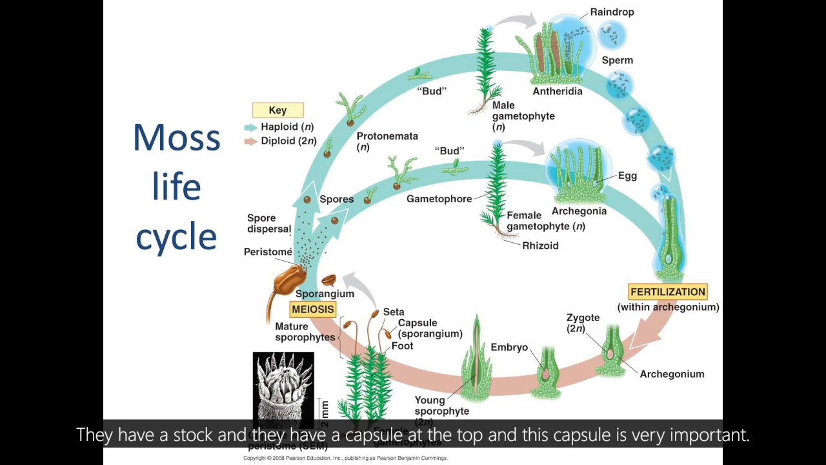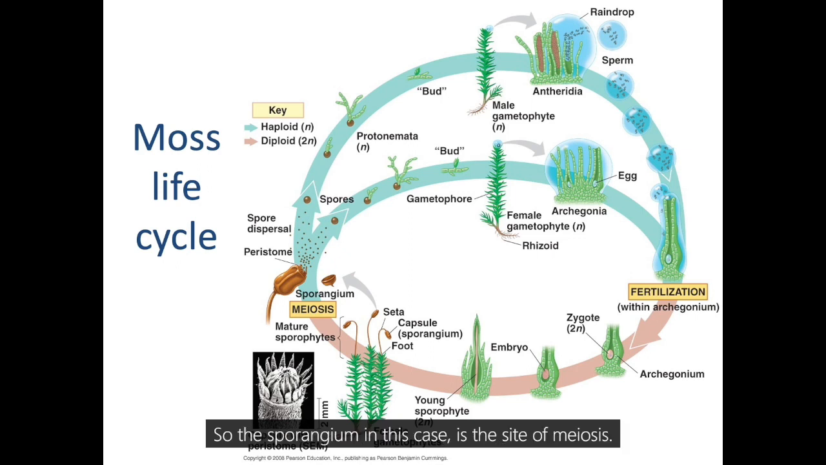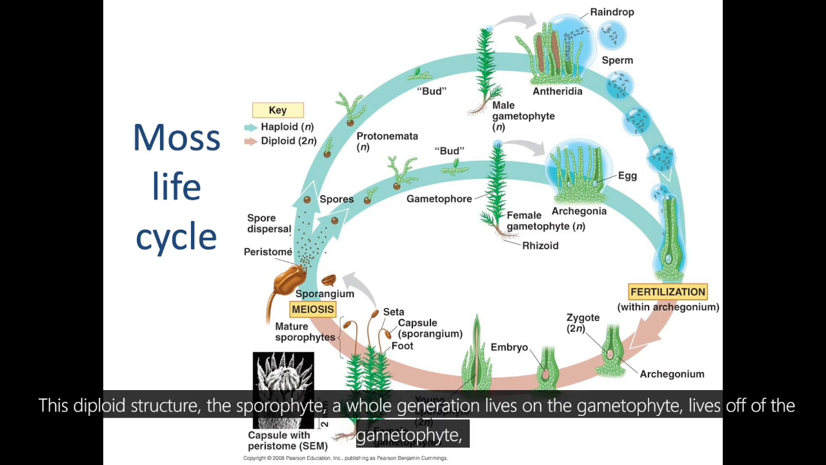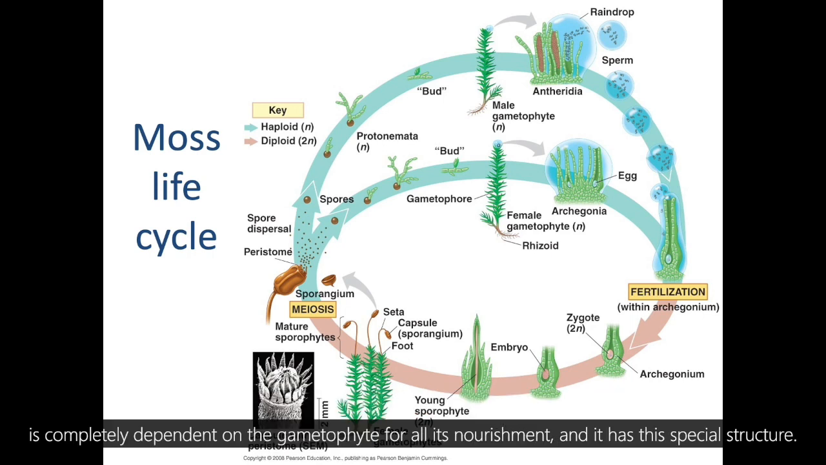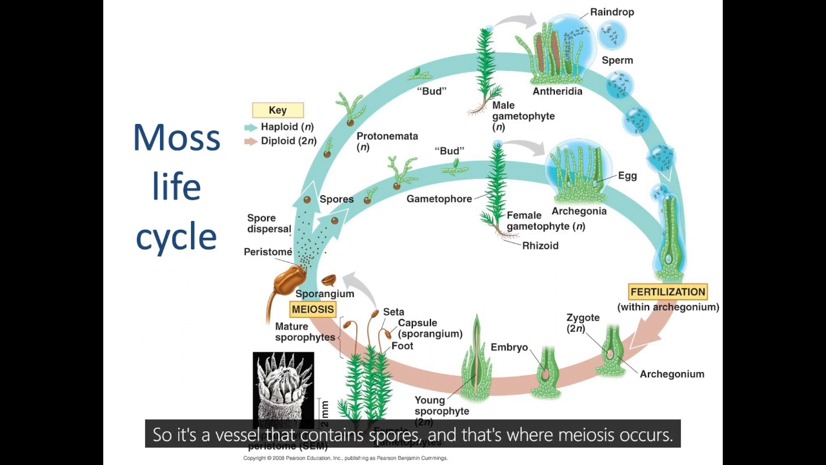And this capsule is very important. It's the structure that's going to make more spores. Spores are produced in land plants by meiosis. So the sporangium in this case is the site of meiosis. This diploid structure, the sporophyte, a whole generation, lives off of the gametophyte, is completely dependent on the gametophyte for all its nourishment, and it has this special structure, this sac, called a sporangium. Sporangium means spore vessel. Angio means vessel, so it's a vessel that contains spores, and that's where meiosis occurs.